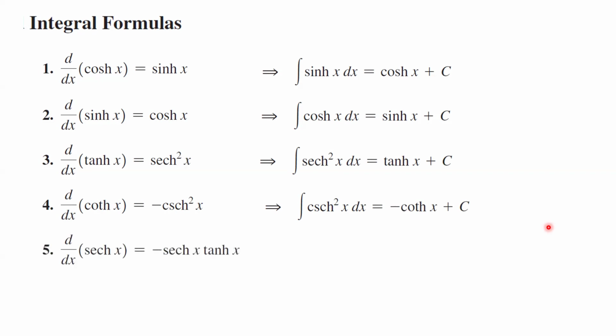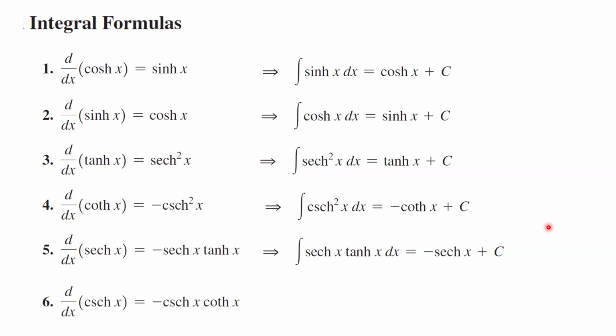Number 5, since the derivative of hyperbolic secant is negative hyperbolic secant times hyperbolic tangent, if you take the integral of hyperbolic secant multiplied by hyperbolic tangent, it is negative hyperbolic secant plus c. And finally, since the derivative of hyperbolic cosecant is negative hyperbolic cosecant times hyperbolic cotangent, we expect the integral of hyperbolic cosecant times hyperbolic cotangent to be negative hyperbolic cosecant plus c.